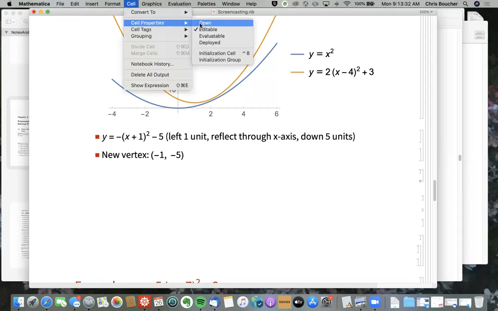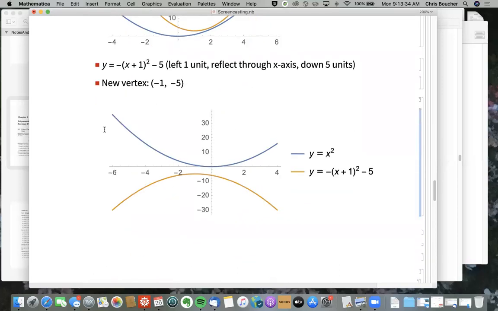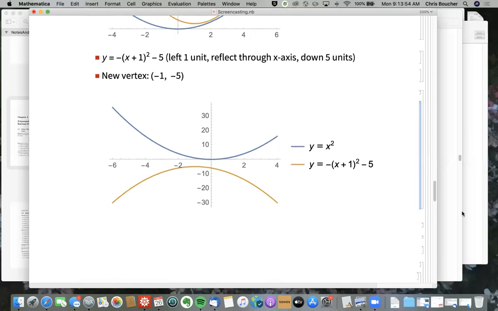So here is a picture. The blue curve is my basic one, y equals x squared. I go left 1, down 5. Again, the scale on the axes is different here, so be a little aware of that. And then the reflection causes the U to flip over and be upside down, right? I've used the x-axis as a mirror. All right, so there's a couple examples of some transformations.